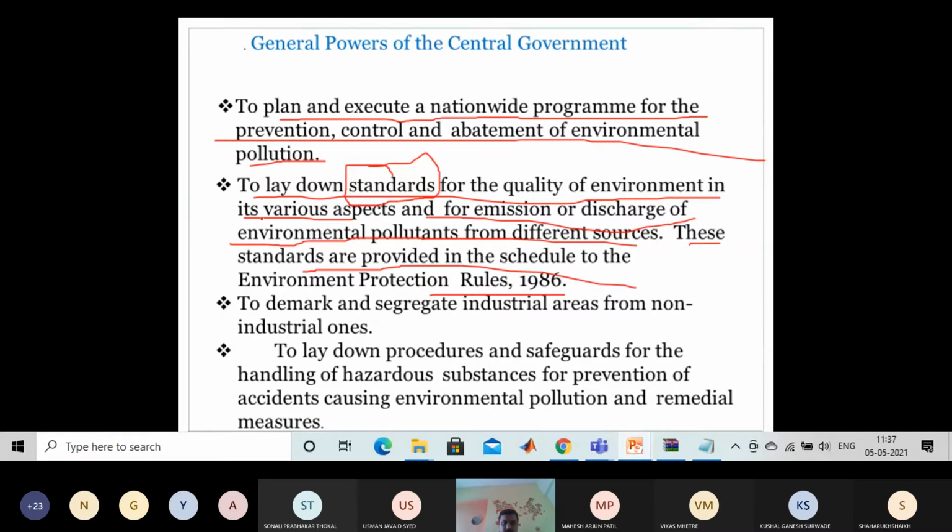So it means the quality of environment in various aspects, and emission or discharge of environmental pollutants from different sources. These standards are provided in the schedule and are decided by the authority. A well-known expert team works on that and decides what standards we are supposed to lay down.